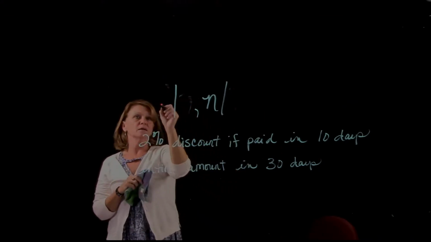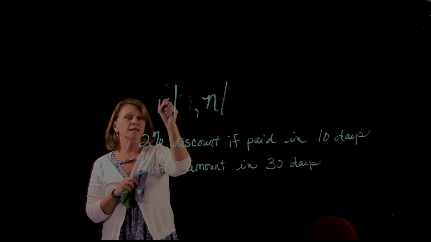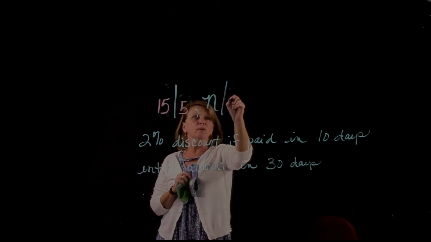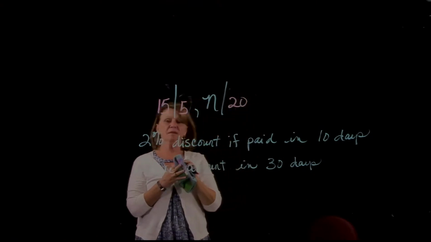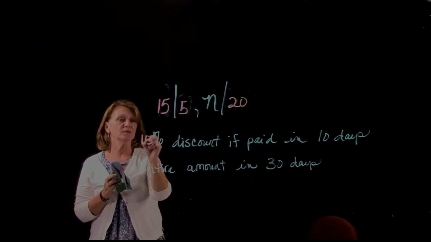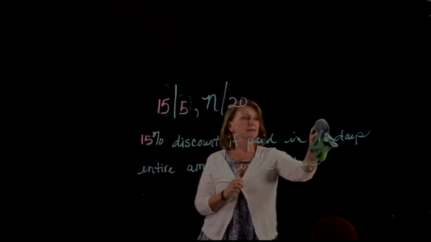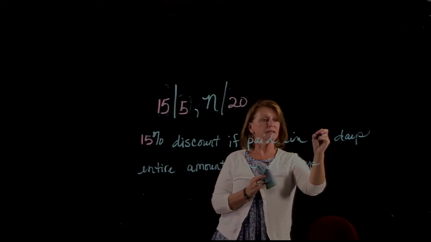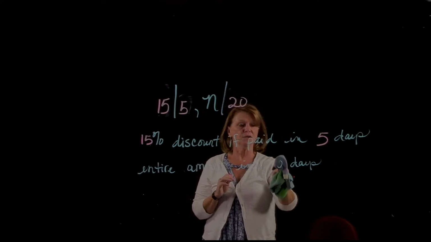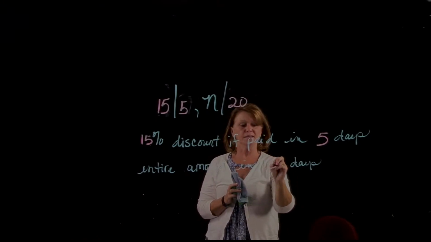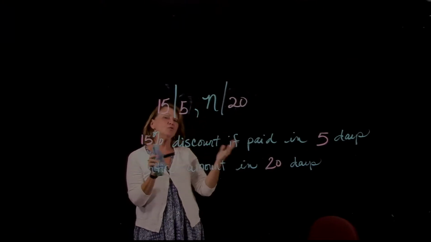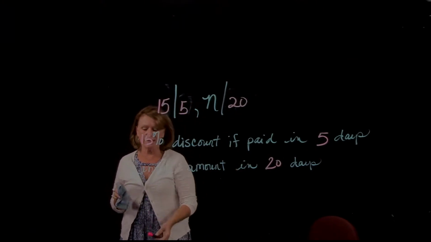and it said 15.5 net 20, it would mean they get a 15% discount if paid in 5 days, and the entire amount is due in 20 days. It's called terms. It's a purchase discount, and it's due to entice people to pay their bills quickly.